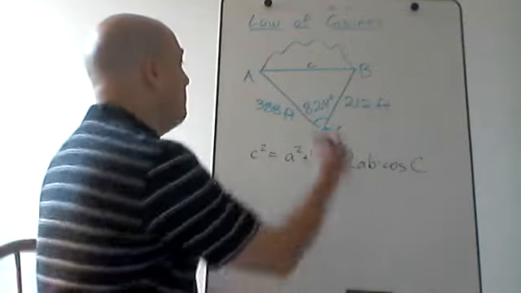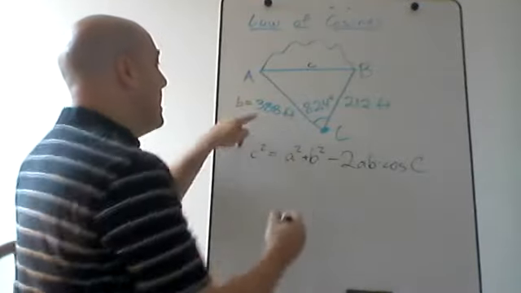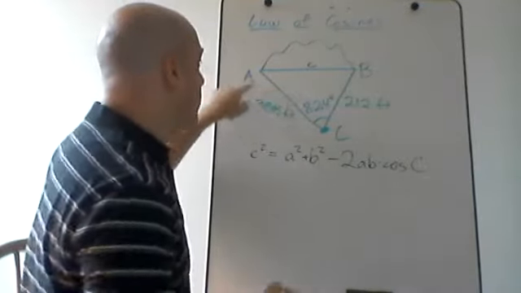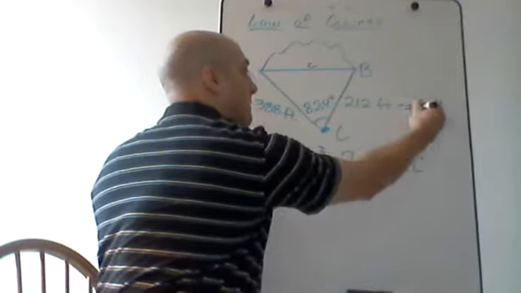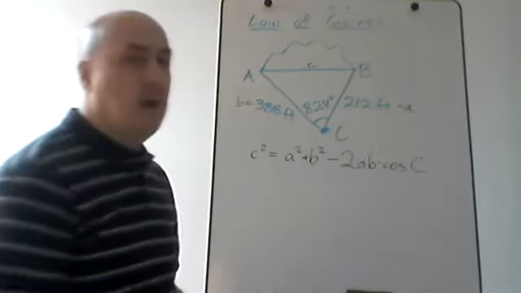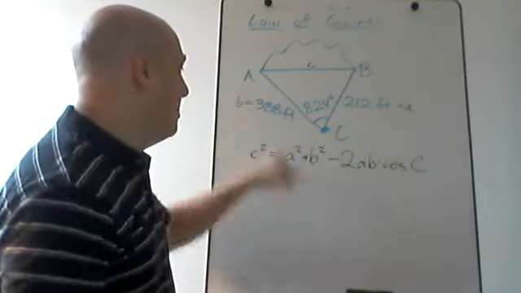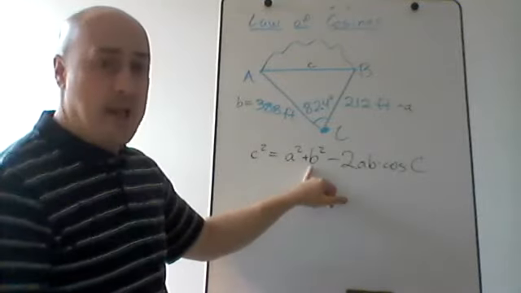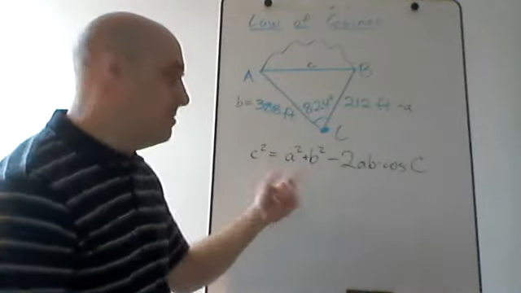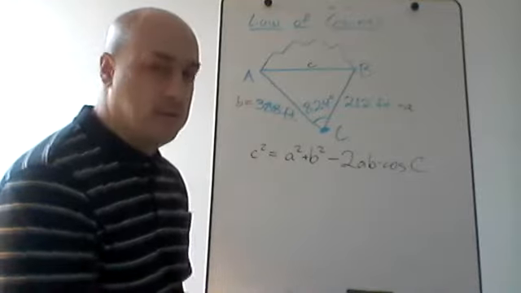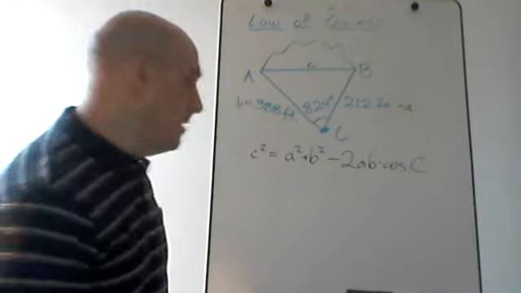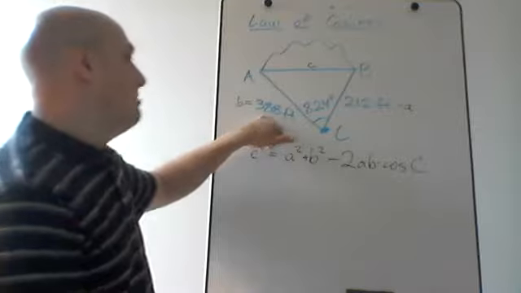Now side B is this 388 feet, because that's the side opposite angle B. Side A is this 212 feet, because that's the side opposite angle A. Although it really doesn't matter which one you put in for A and B, because you're just squaring them and adding them together, so you can switch the order of those and you'll get the right answer. Here you're multiplying them together, so again, if you switch the order, it's not a big deal. But technically, B is 388, A is 212.